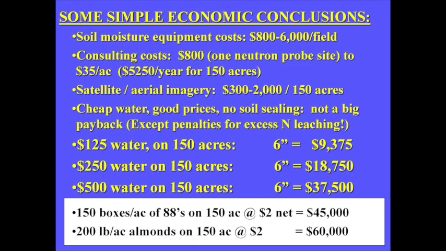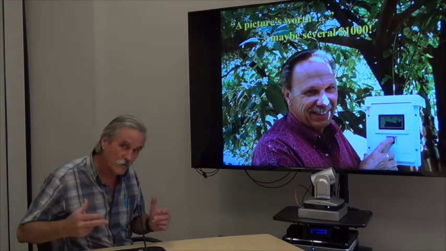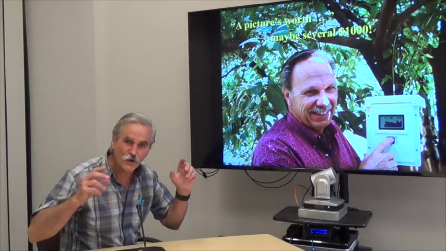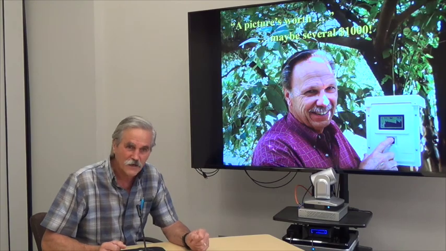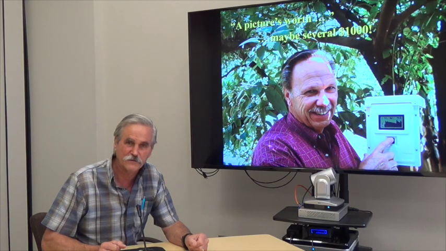And you may actually end up putting on more water, but an extra 150 boxes of 88s at $2 net on 150 acres is $45,000. An extra 200 pounds per acre of almonds on your 150 acres at $2 is $60,000. So a picture of where you are, the reality of what's going on in that field, can easily be worth many thousands of dollars.